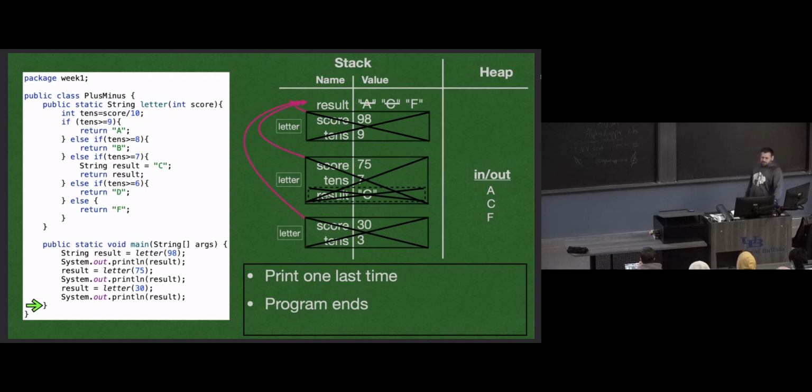Print again and the program ends. I don't have anything really new to say with that third method call. It's another method call, it's the same thing. Any questions on this one?